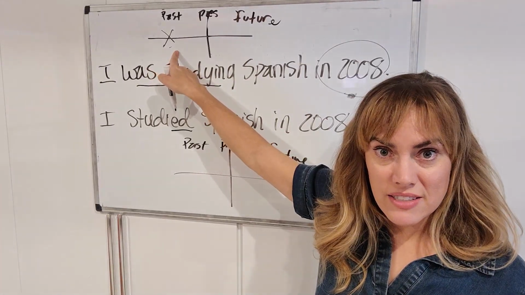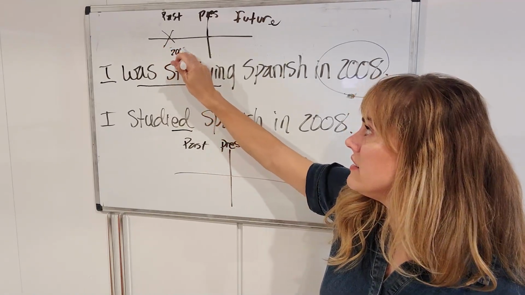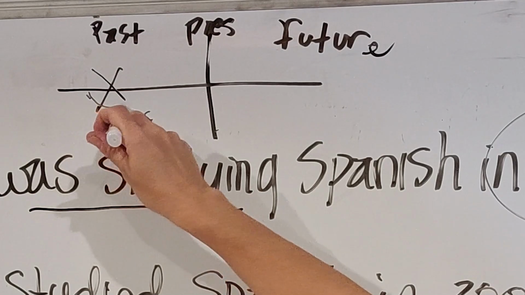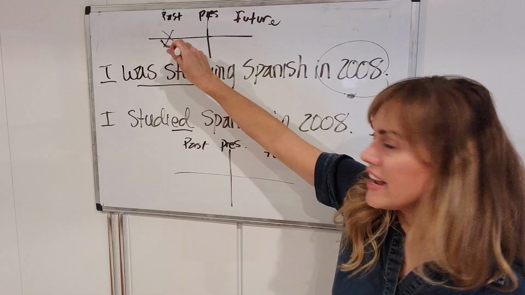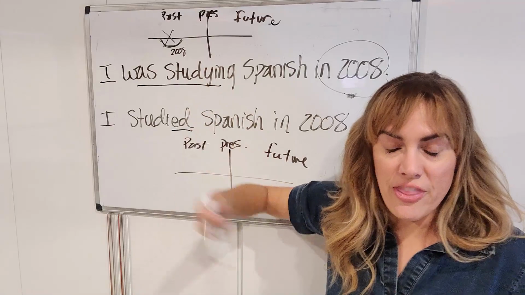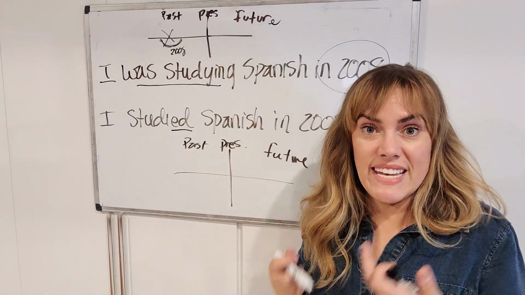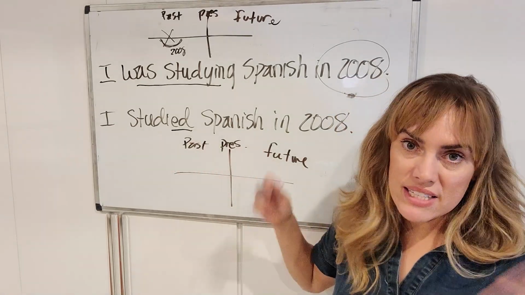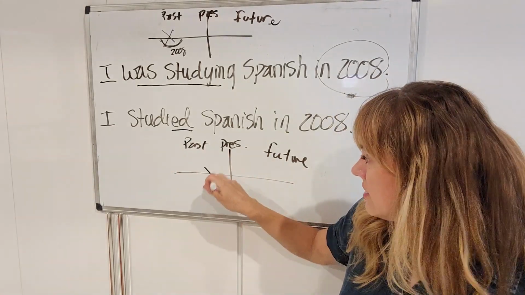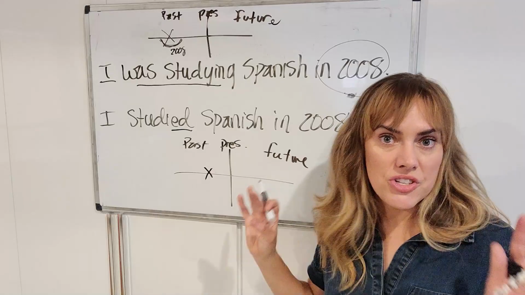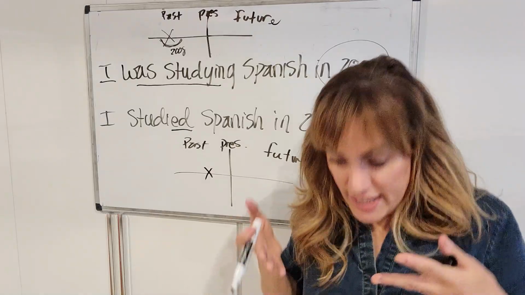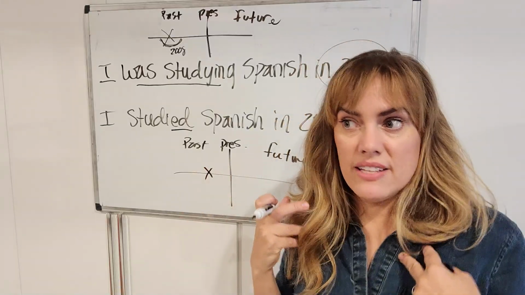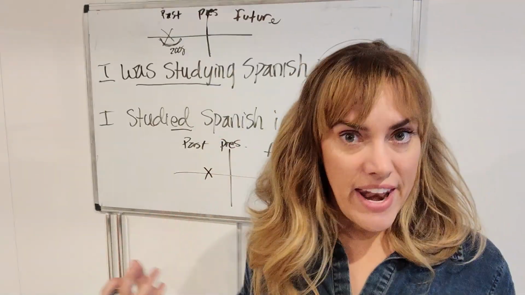Started in the past in 2008 and just continued along throughout that entire year. The focus is on the progress that was in action during that year. Whereas here, simple past, I studied Spanish in 2008, boom, boom, done, finished. It's finished. I don't need to focus in on what was happening at that time. The focus for me this time is to just say that it happened.